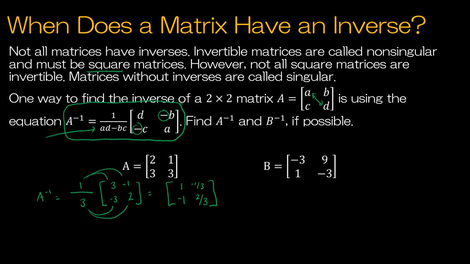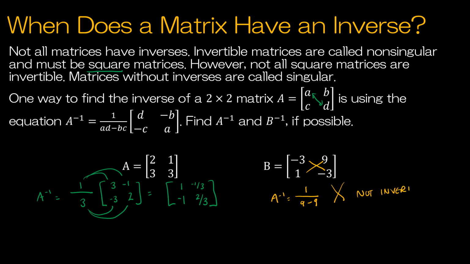Let's do a practice for the second question. And again, just good practice. It's still square, so it's possible it has an inverse. We're going to take that A inverse is equal to 1 divided by 9 minus 9. So I'm not even going to continue writing anything because what do I have? I have 1 divided by 0. So this is the perfect example where this is not invertible, or it is a singular matrix.